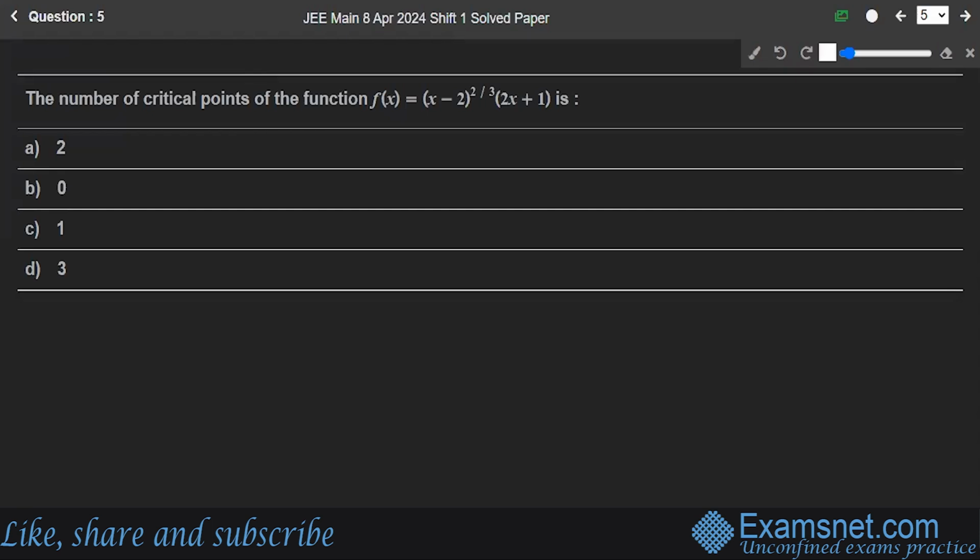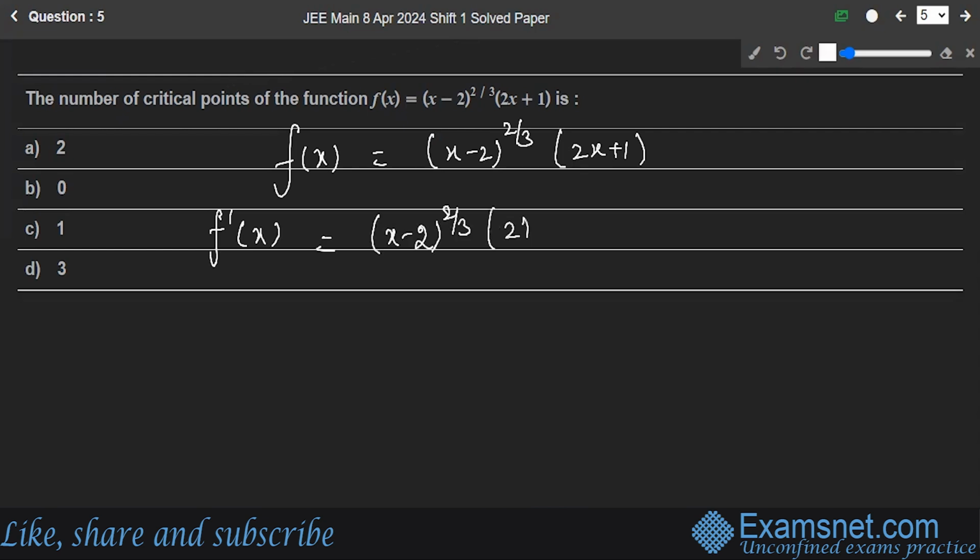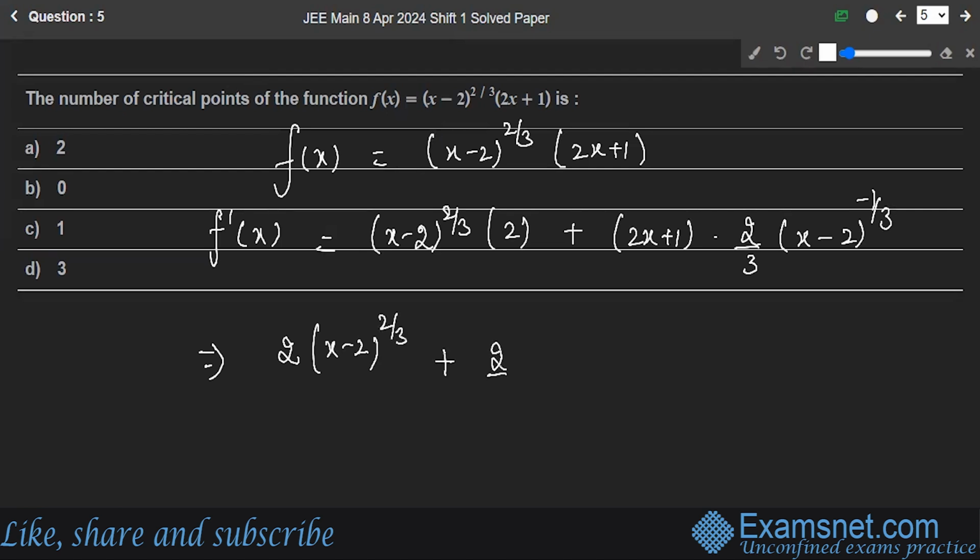Question number 5, the number of critical points for this function is equal to. So you have the function f(x) = (x minus 2) power 2 by 3 into (2x plus 1). Differentiating, f dash x is first function into derivative of second plus second function into derivative of first. So this makes it 2 into (x minus 2) power 2 by 3 plus 2 by 3 into (2x plus 1) divided by (x minus 2) power 1 by 3.